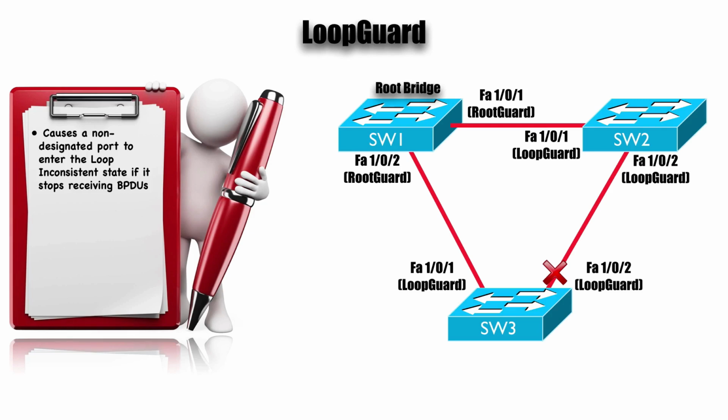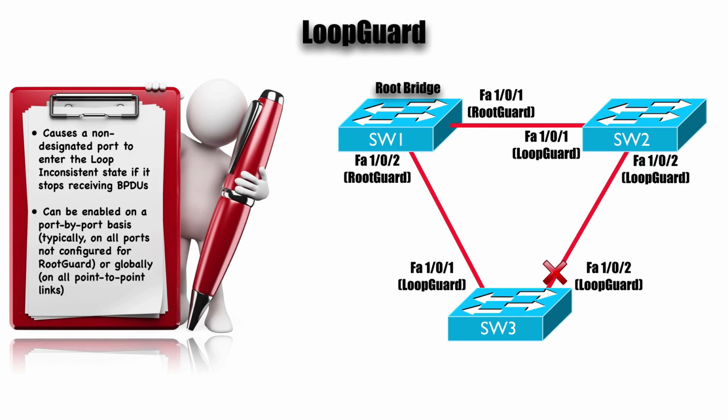But maybe it stopped receiving BPDUs, not because we truly have a loop-free topology, but because we have a unidirectional link as an example. This could create a one-way loop around the topology because we're sending BPDUs even though we're not receiving them. Now, we can enable this on a port-by-port basis. Typically, we would do this on ports not configured for root guard, or we could enable it globally where it would be applied to all point-to-point links.